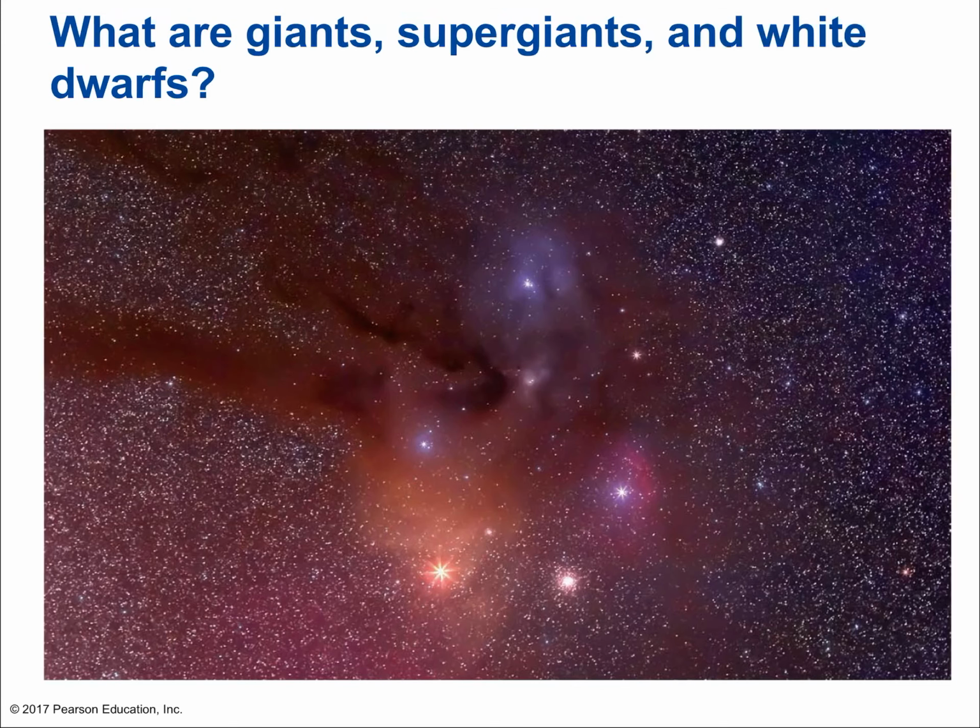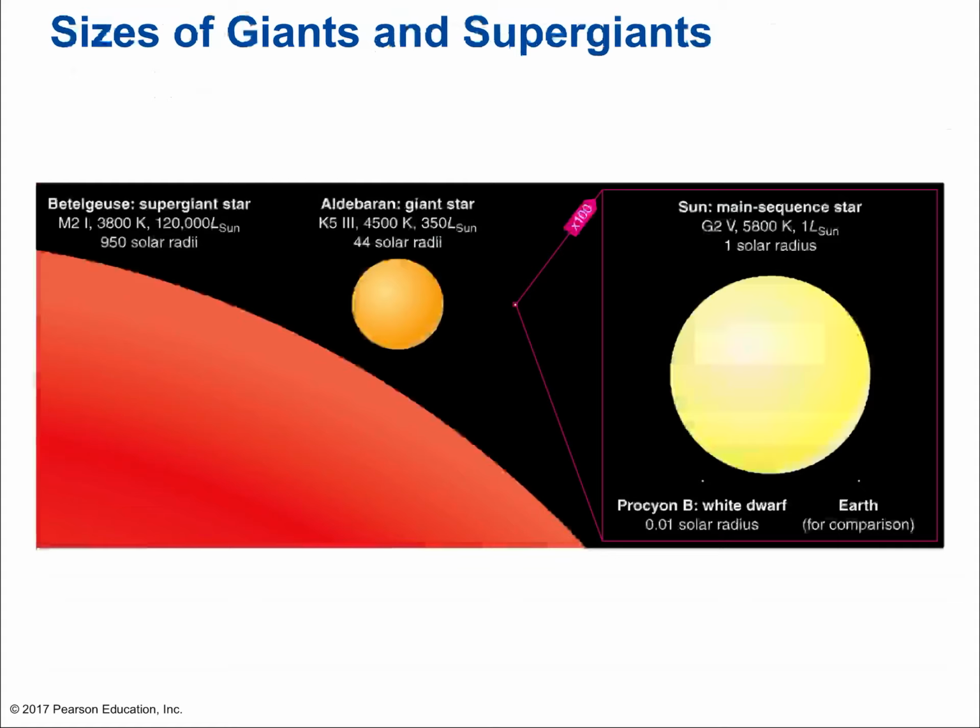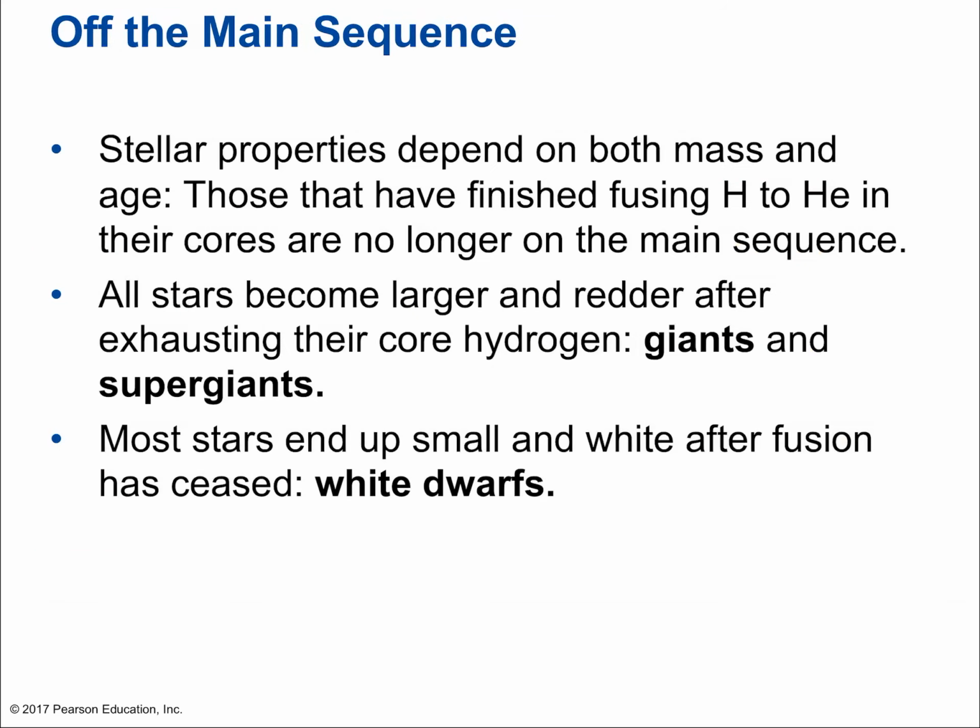So, what are giants, supergiants, and white dwarfs? This is just showing how incredibly large they are. This is our sun to scale. It's like 1 pixel, right? And Betelgeuse is that big, and there are even stars bigger than Betelgeuse. It's just incomprehensible how big they are. If we replaced the sun with Betelgeuse, it would wipe out Jupiter's orbit. It's that big. Well, stellar properties depend on both mass and age.